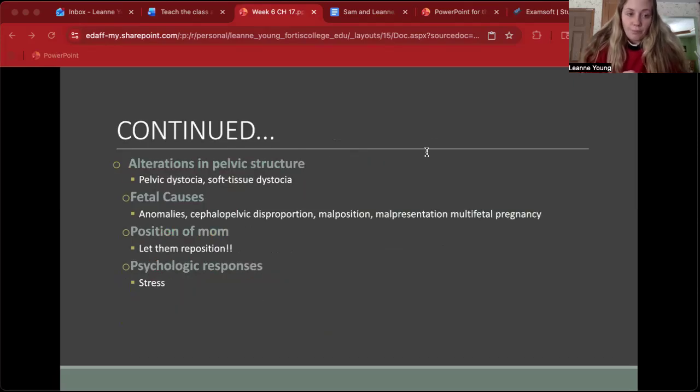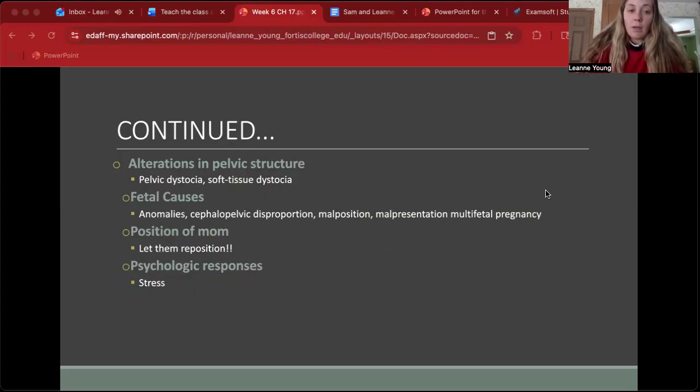Continuing on, when we talk about the alterations in pelvic structure, pelvic dystocia. This can occur whenever there are contractures of the pelvic diameter that reduce the capacity of the bony pelvis, including the inlet, mid-pelvis, outlet, or any combination. These contractures can be caused by congenital abnormalities, maternal malnutrition, neoplasms, or lower spine disorders.